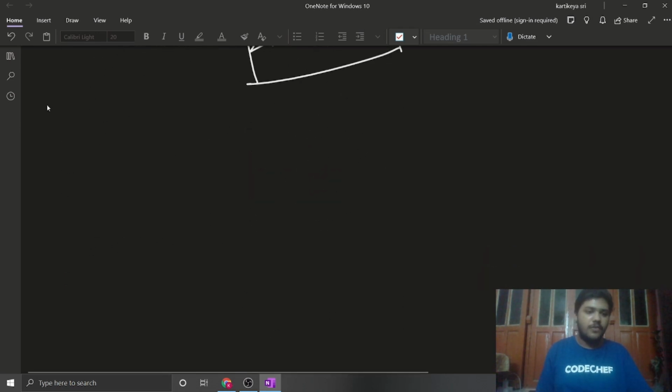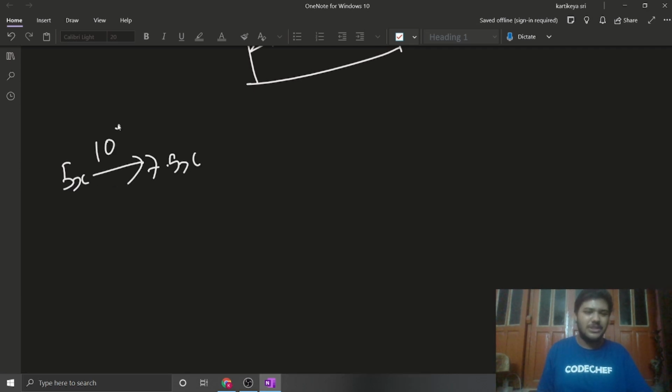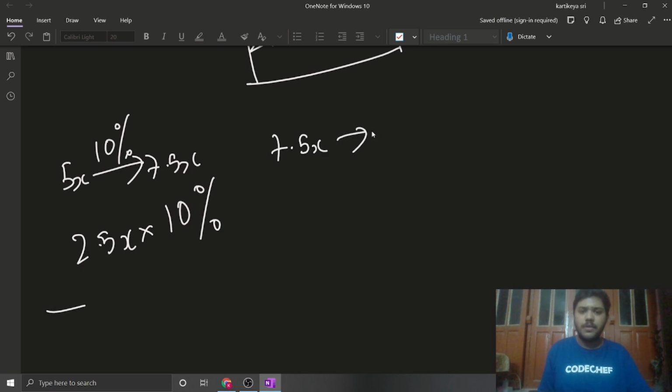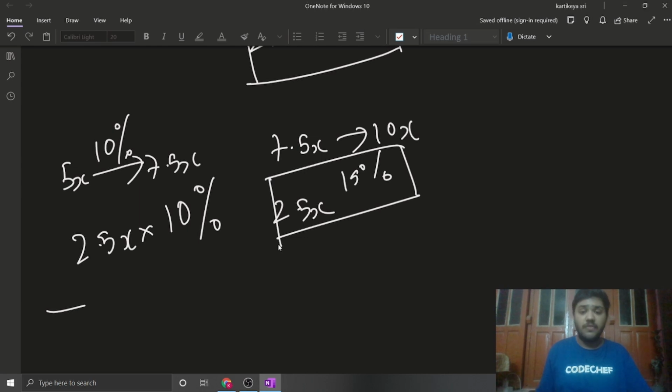Now from 5x to 7.5x, the tax rate is 10% and the range is 7.5 minus 5, which is 2.5. So it would be charged with 10% of tax. Now from 7.5x to 10x, the range is 2.5x and the tax rate is 15%. So it would be charged with 15%. 2.5 lakh would be charged with 15%.